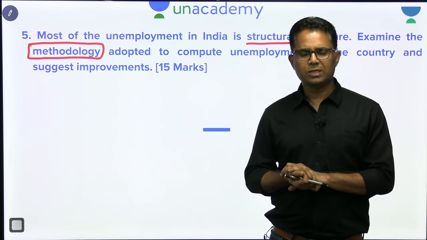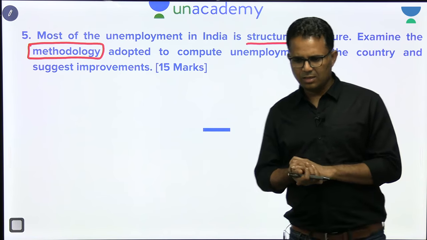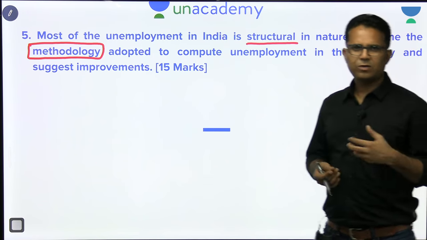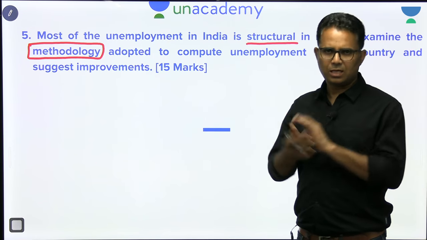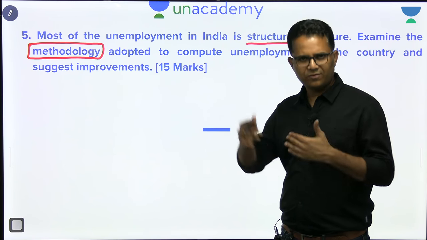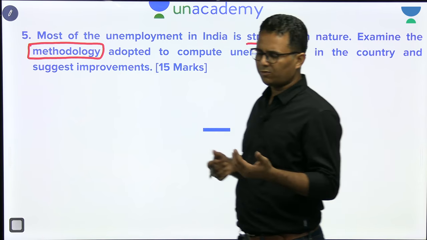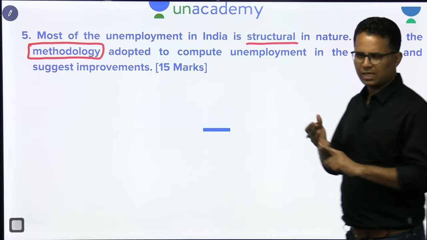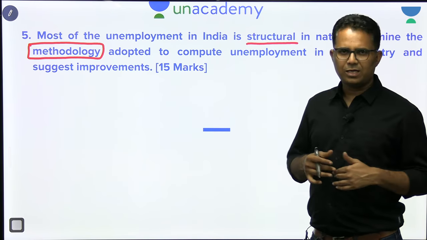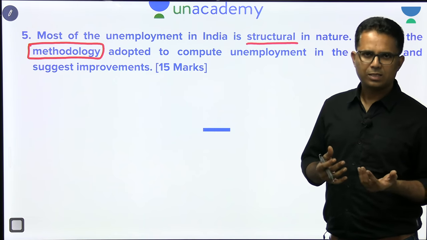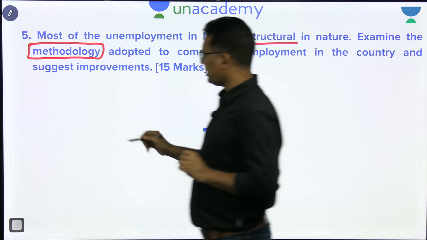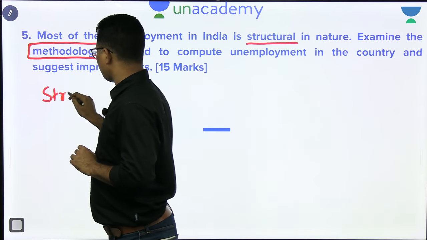So, how should you start? You should first define unemployment. Unemployment is defined as the number of people unemployed in the labor force. Then you write that unemployment is of different types. You write all the types of unemployment: structural, cyclical, frictional, disguised. And then you write, but the majority of unemployment in India is structural in nature.